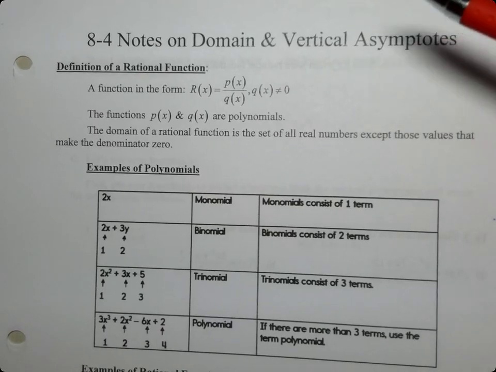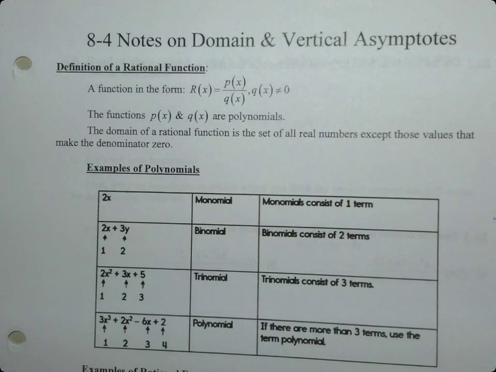We are talking about 8.4, domain and vertical asymptotes. So we're going to break this up, and then there's going to be another lesson on holes and horizontal asymptotes. So we're breaking this up into sections.